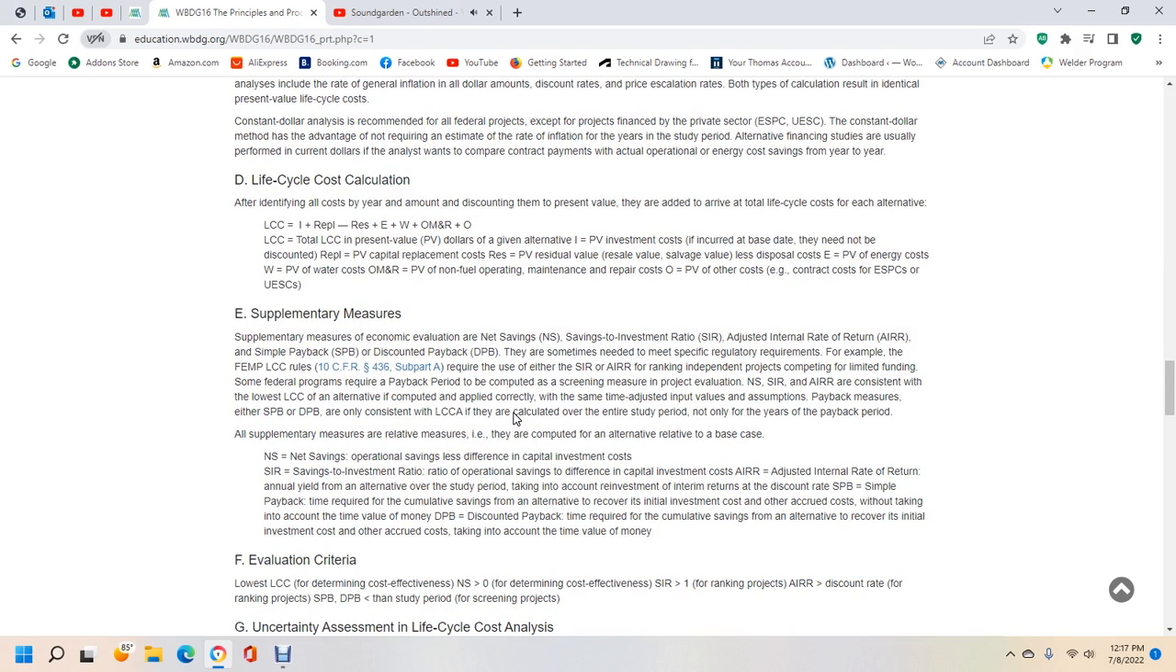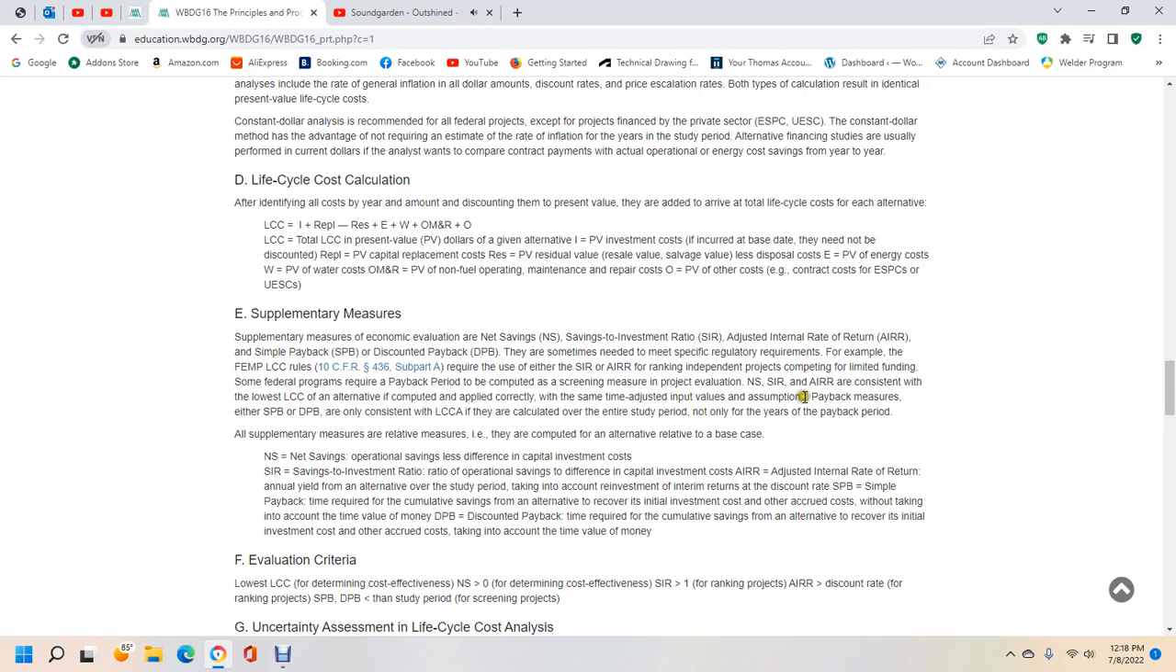E: supplementary measures. Supplementary measures of economic evaluation, such as savings-to-investment ratio, adjusted internal rate of return, simple payback, and discounted payback, are sometimes needed to meet specific regulatory requirements. For example, FEMP life cycle cost rule, Title 10 CFR 436 Subpart A, requires the use of SIR and AIRR for ranking independent projects competing for limited funds, and some federal programs use payback period. To compete with the screening measures of project evaluation, SIR or AIRR are consistent with the lowest life cycle cost alternative when all are computed and applied correctly.